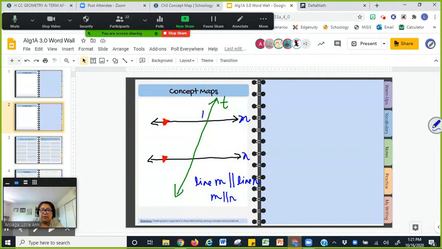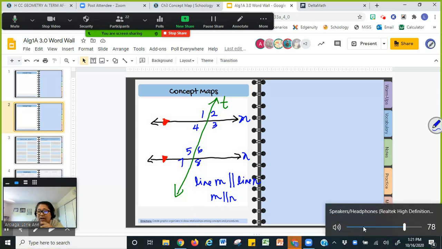I'm gonna name the angles 1, 2, 3, 4, 5, 6, 7, 8. I'm gonna give you an angle pair, and as fast as you can, unmute yourself and tell me the answer. I gotta lower down my volume to do this. You can also type in the chat. All right, are you ready?